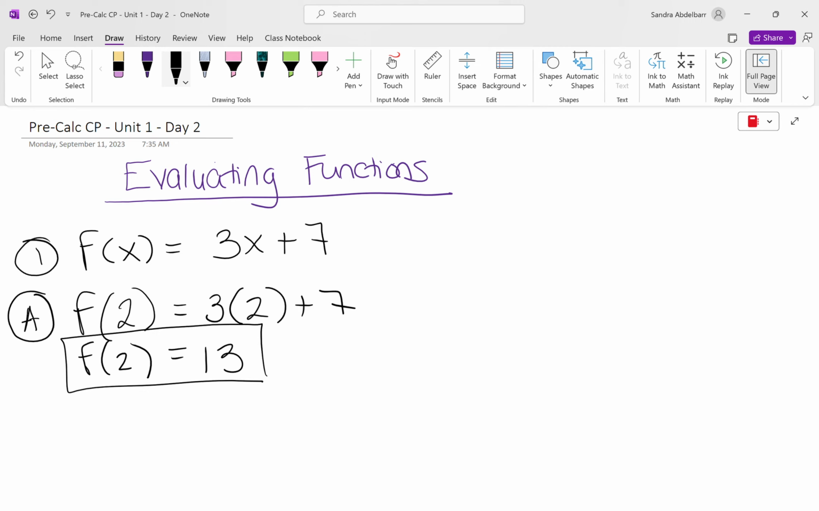Tell me what this means in our graph. Nico? If x is 2, 13 would be y. Exactly. In our graph, this is telling us if x is 2, our corresponding y coordinate would be 13.